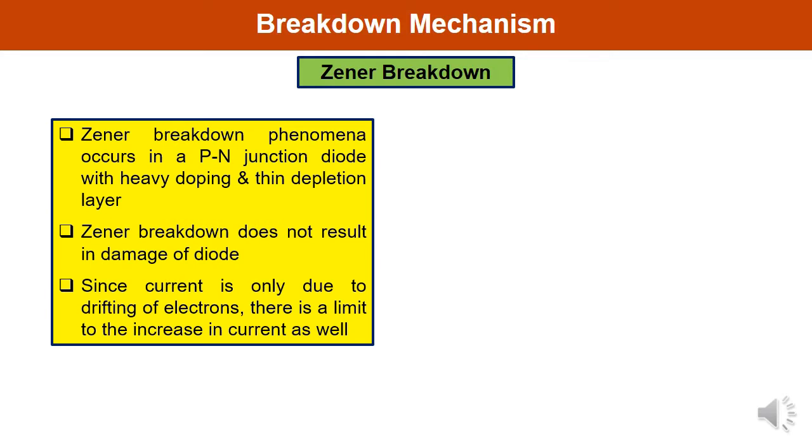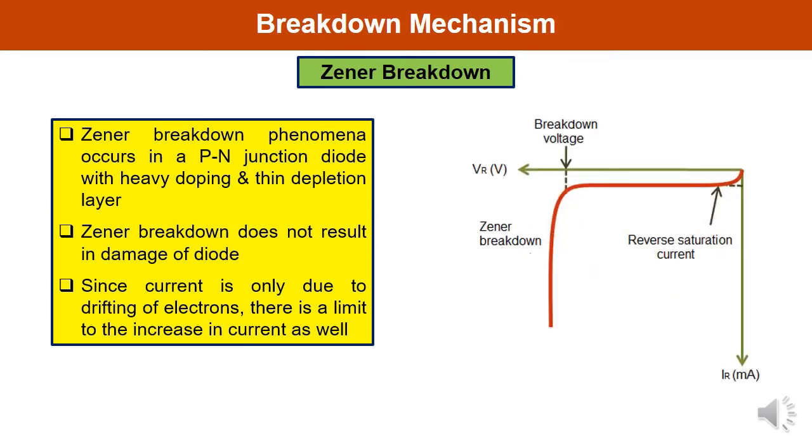Zener breakdown. What is Zener breakdown? What is the Zener effect? Zener breakdown occurs in a PN junction diode which is heavily doped. Heavily doped means the depletion layer will be thin. Because of the heavy doping of the P and N sides of the diode, the depletion region is narrow in the reverse bias condition. It means all the reverse voltage V appears across the depletion region.